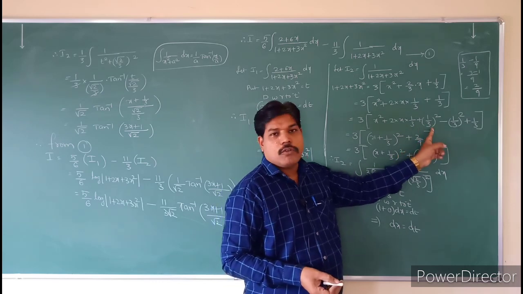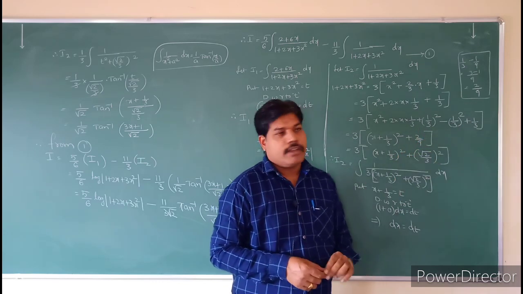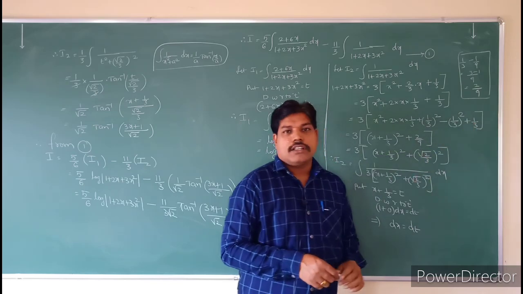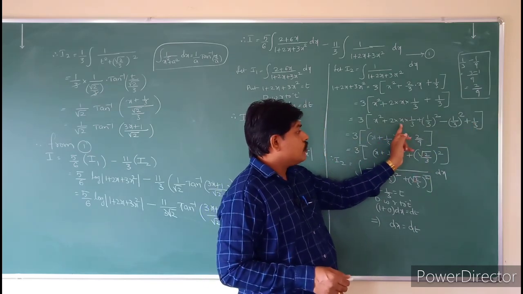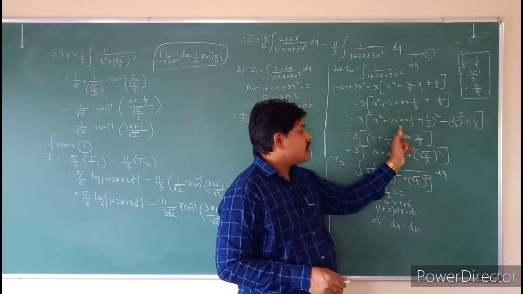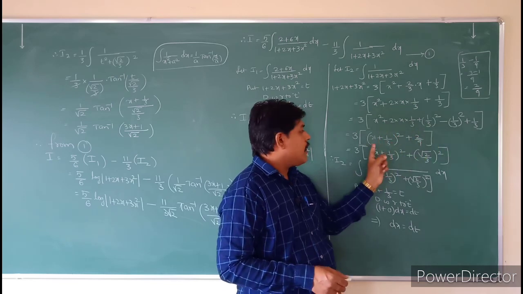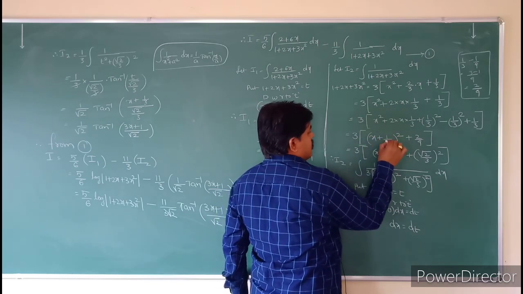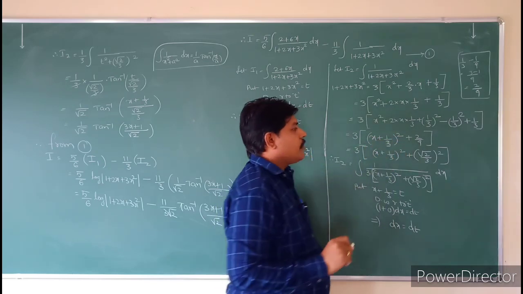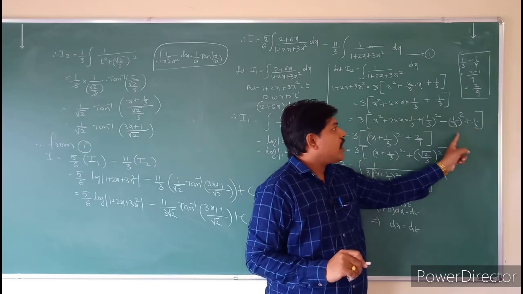That is nothing but (1/3)² minus (1/3)². Already 1/3 is there, it just remains the same. After then a² + 2ab + b², it will become (a + b)². It will become (a + b)² plus 1/3 minus 1/9.